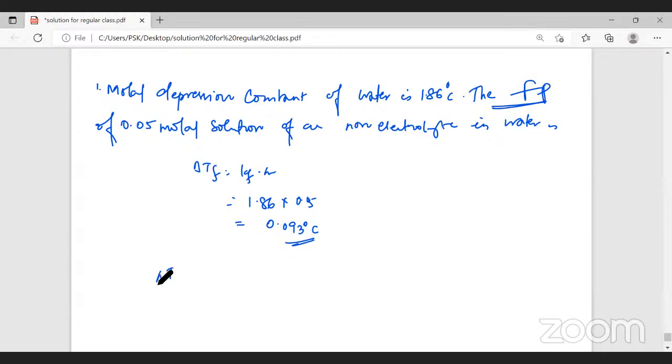We know that delta TF is equal to T naught minus T. So delta TF is 0.093 and T naught is 0 degrees, since pure water freezes at 0 degrees Celsius, minus T. So T will be minus 0.093 degrees Celsius. Hence the answer for this question is minus 0.093 degrees Celsius. I have not given you the options. Did you follow?